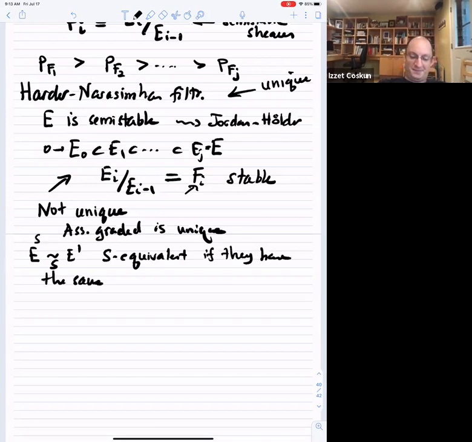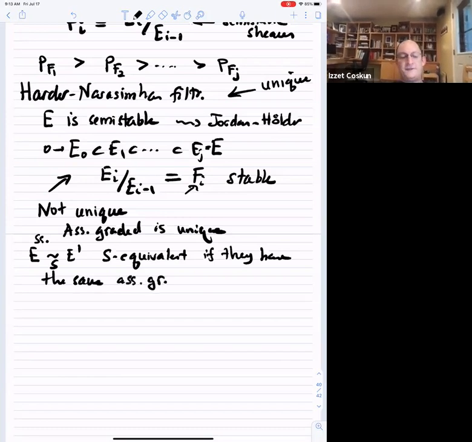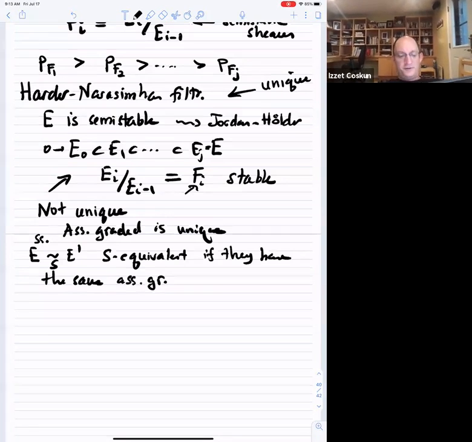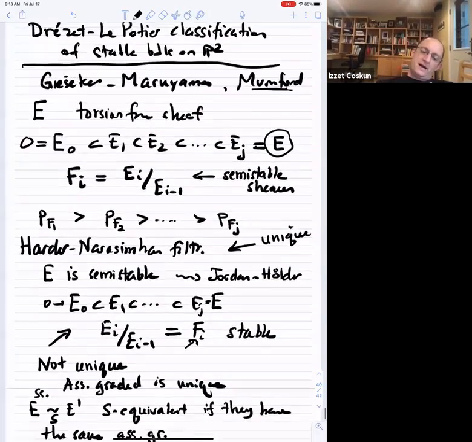These are semi-stable. They have the same associated graded. Okay? So if the factors of the Jordan-Hölder filtration for E and E prime, two semi-stable bundles, are the same, then you call them S-equivalent. And then here is the theorem of Gieseker and Maruyama.